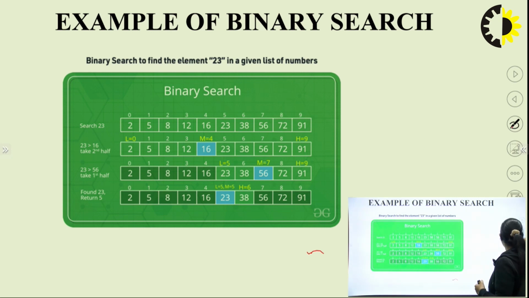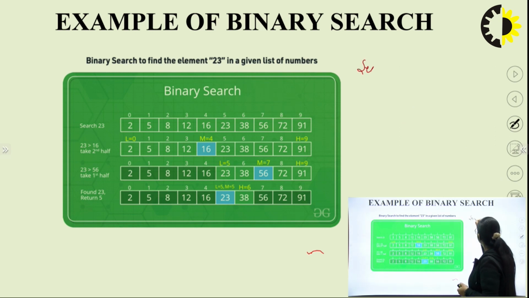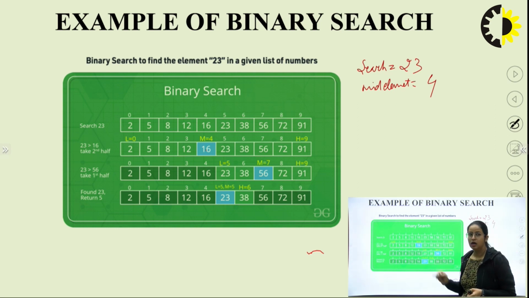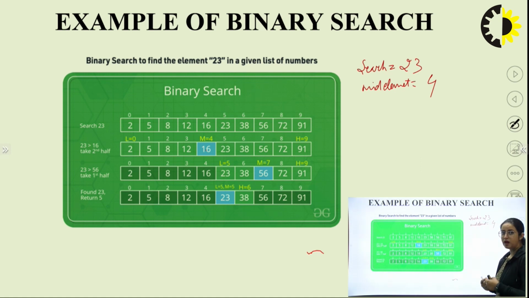Suppose our search element equals 23, and the mid element is 16, because with the help of the mid position we get position 4, and at position 4 the element placed here is 16. Now we have to compare. The mid element is 16, because at position 4 the element placed here is 16.